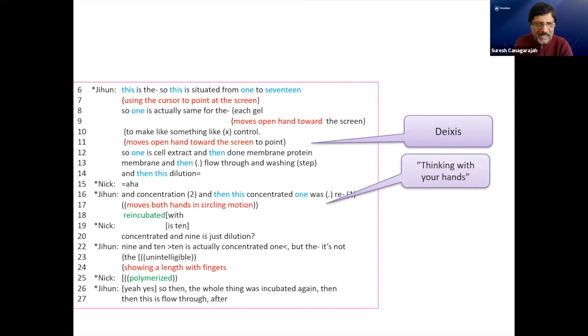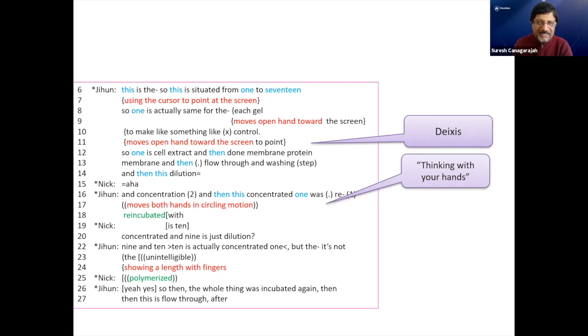Look at line 16, he's looking for a word, reincubated, but he takes a lot of time with a lot of pauses and hesitations to retrieve the word. And then he moves his hands in a circling motion and then he gets the word. Some applied linguists have called this strategy thinking with your hands. Basically what's happening is probably gesturing before getting the word helps Jihoon get some time to retrieve the word.